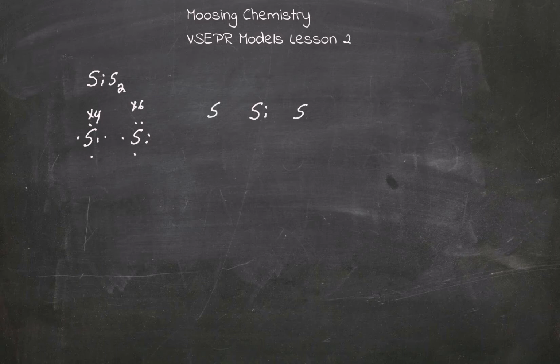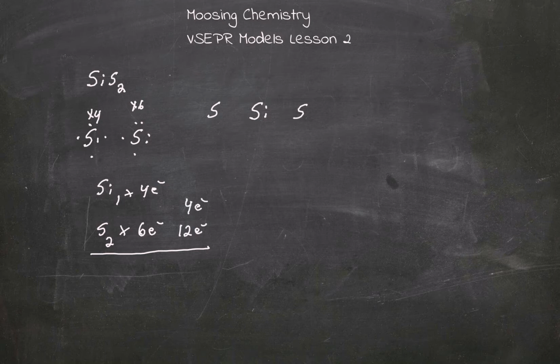So let's use up our electrons after we figure out how many we have. Silicon has 1 times 4 electrons, and sulfur has 2 times 6 electrons. This gives me 12 electrons, and this gives me 4 electrons, which gives me a total of 16 valence electrons that we have to use up. So let's go 2, 4, 6, 8, 10, 12, 14, 16. So we just drew a structure. And so let's find out if this is the best possible structure.